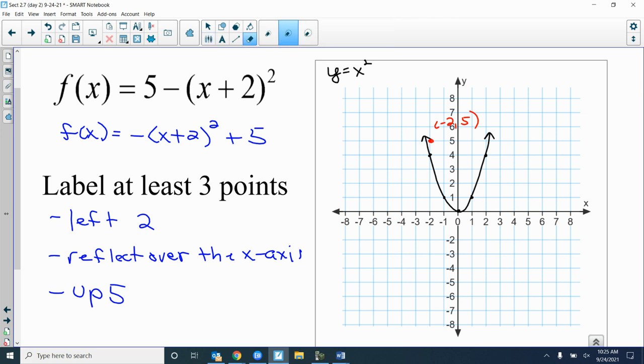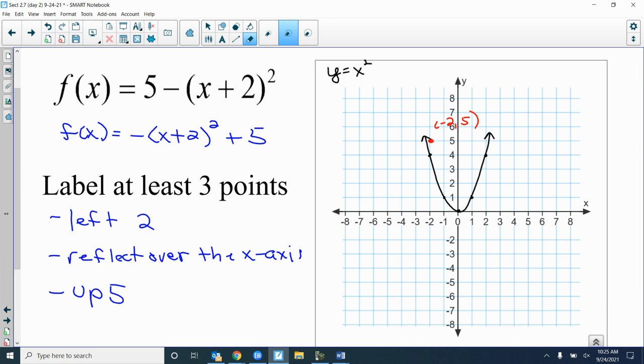One nice thing, if I got the equation, you can substitute it in and see if it works. Well, what happens when you substitute in negative 2? Negative 2 plus 2 is 0. 0 squared, 0. And you get 5 minus 0, which is 5. So you know you're right.